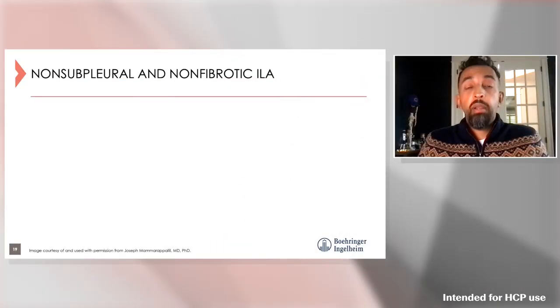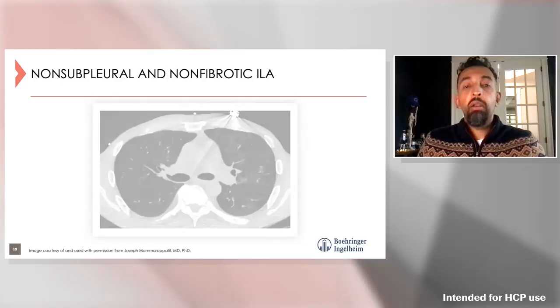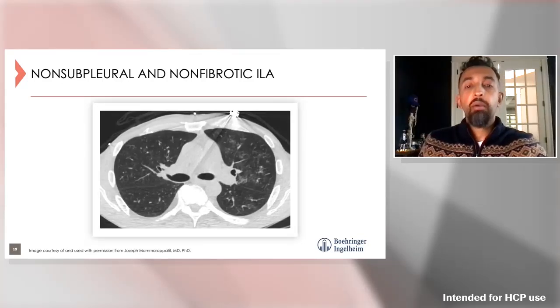Another category of ILA is the non-subpleural and non-fibrotic ILA. That's demonstrated here. You can see bilateral, left greater than right, pulmonary opacities. If you look in the left upper lobe, it looks like ill-defined ground glass. If we look in the left lower lobe, there's some ground glass as well, and also in the right upper lobe.